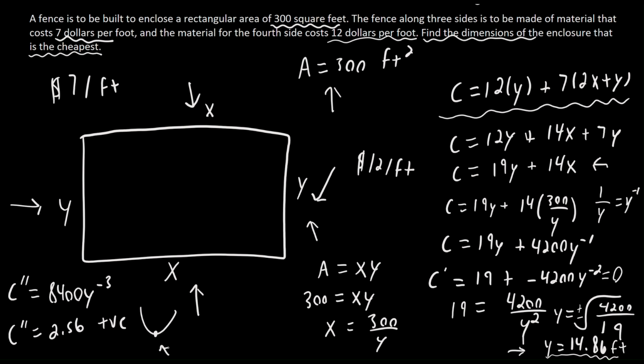So now that we confirmed the y value is correct, we could plug it in over here to find x, and you'll get 20.18 feet. And to confirm this is right, we could solve for area and make sure it's 300. And again, if you plug that in, you'll get 300, so we know it's correct. So our final answer would be x equals 20.18 and y equals 14.86.